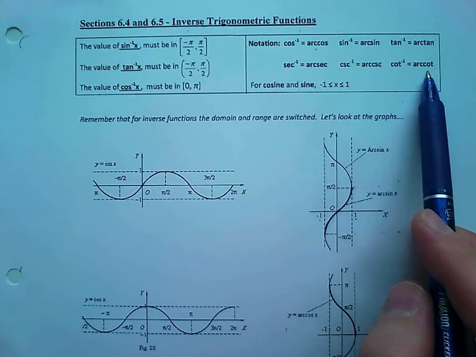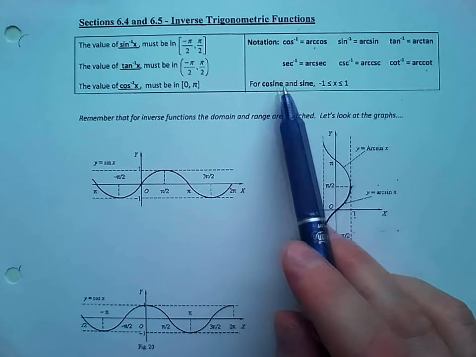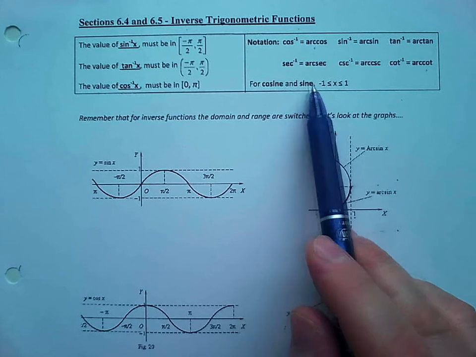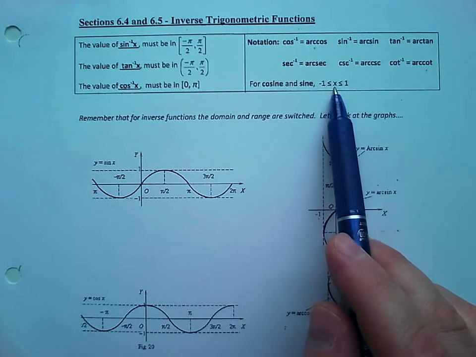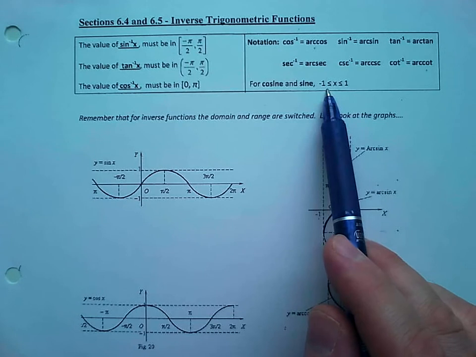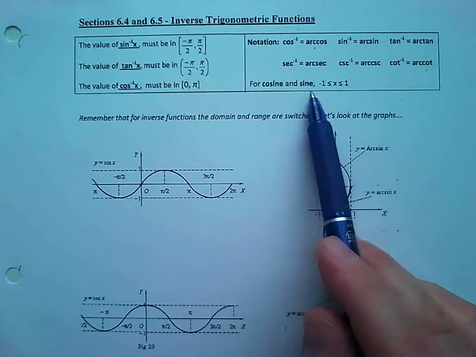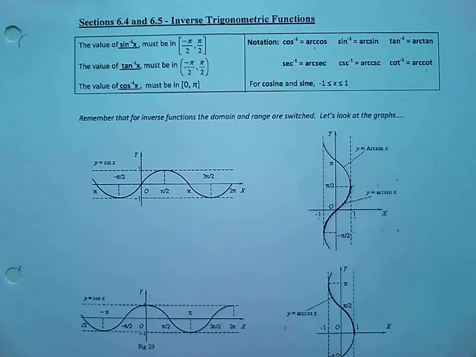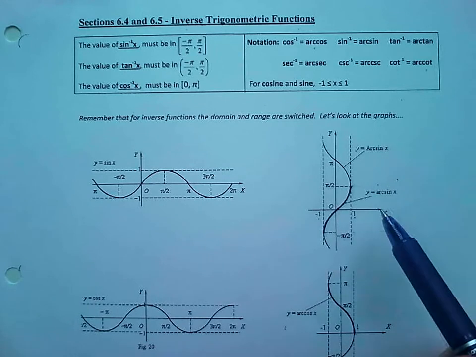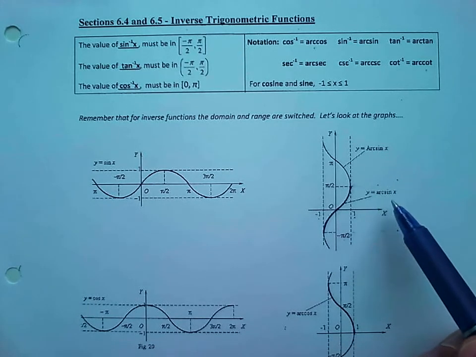Now, something that's really important for this section is that we want the values that we plug into the cosine and the sine inverse functions to only be between -1 and 1, including -1 and 1. And this right here is really, really important. Now, why is that so important? Let's take a look at this arc sine function right here.